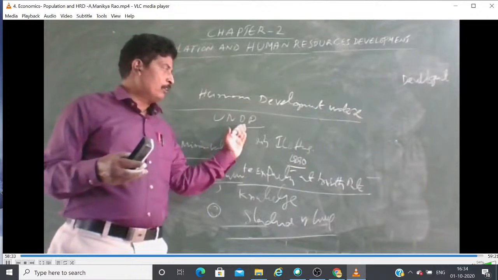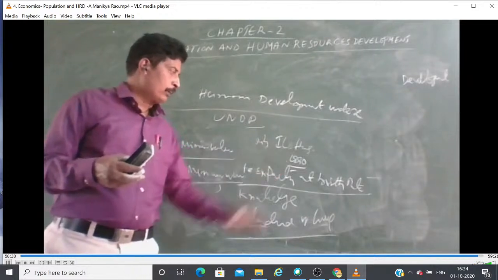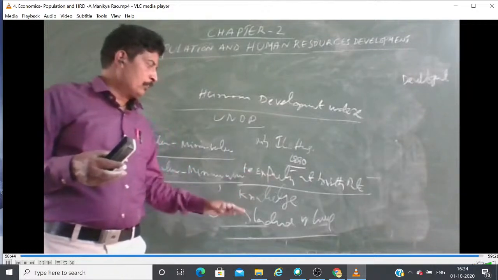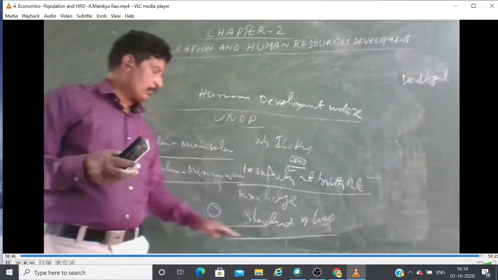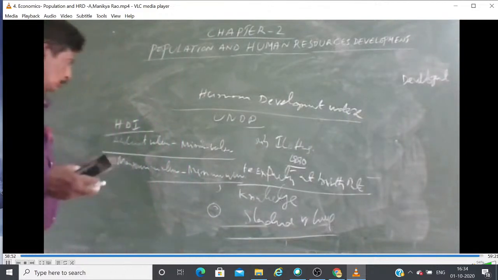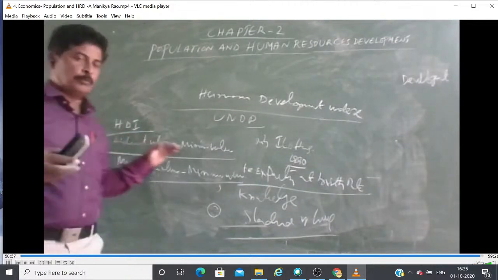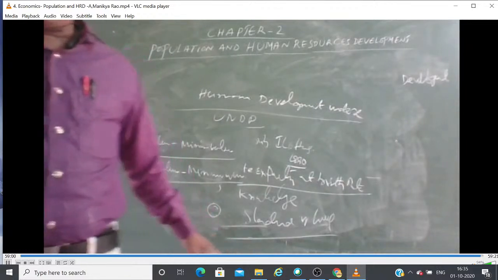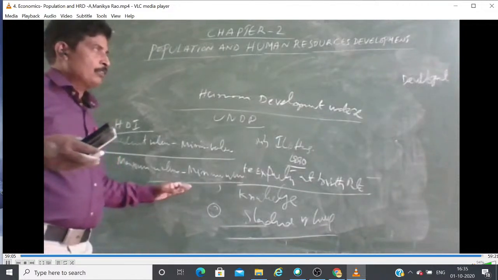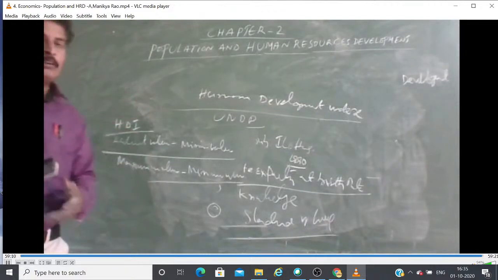UNDP prepared this HDI during the 1990s. In this we have 3 important things: life expectancy at birth, knowledge measured in terms of education, and standard of living measured in terms of per capita income. If we calculate, the formula is actual value minus minimum value, divided by maximum value minus minimum value. So this is all about this chapter, population and human resource development.